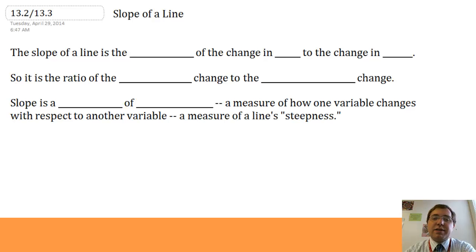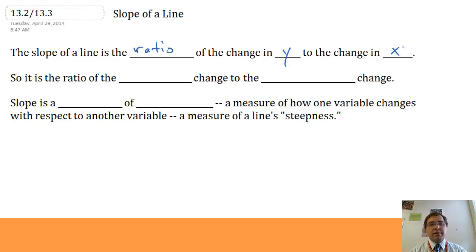This is sections 13.2 and 13.3 on the slope of a line. Slope is something you've learned in Algebra 1, I'm sure. Let's define it here, perhaps in a slightly different way. The slope of a line is primarily the ratio of two things. It's the ratio of the change in y to the change in x.